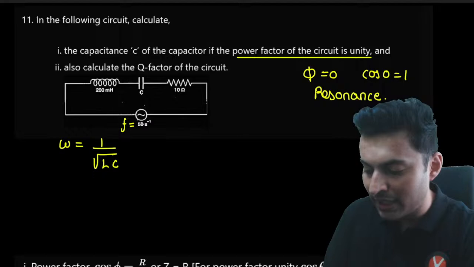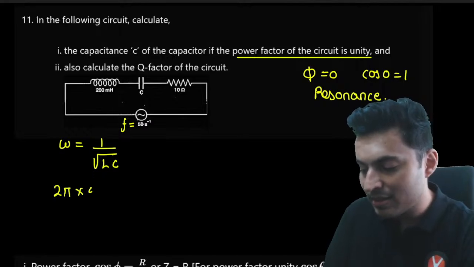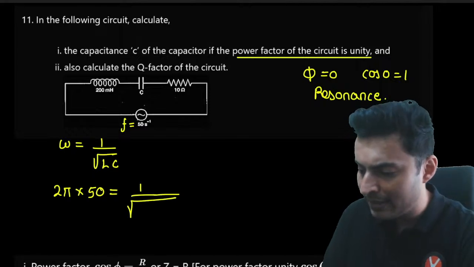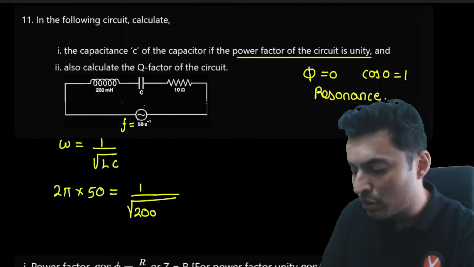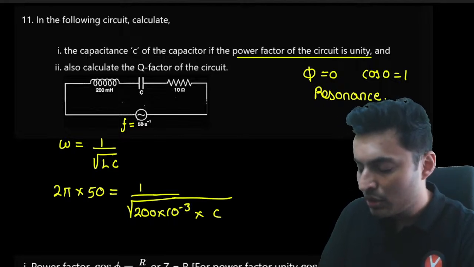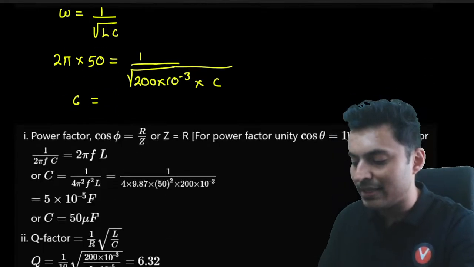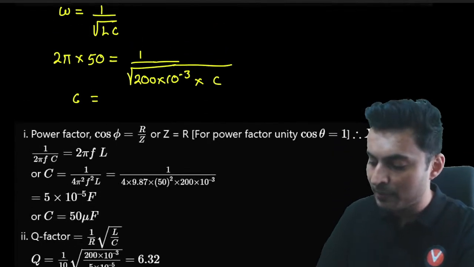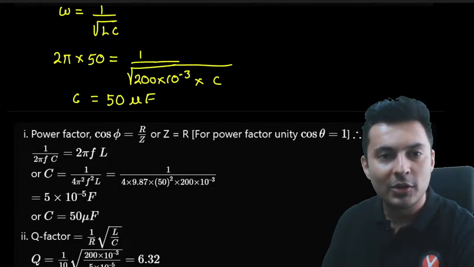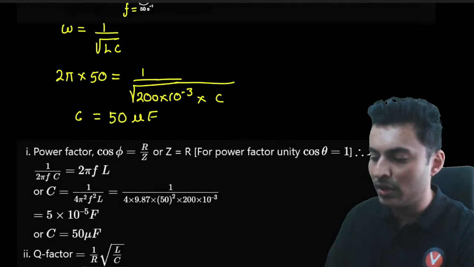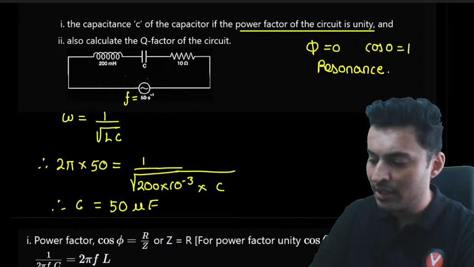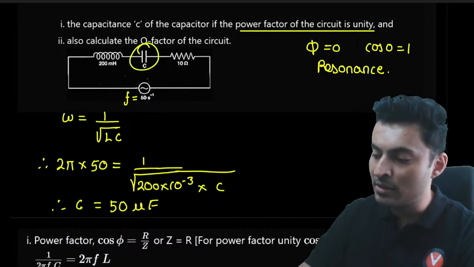So omega is nothing but 2 pi f. Frequency is 50 hertz and 1 by root of L. L is given, yes, 200 millihenry. So 200 into 10 to the power minus 3 and into capacitance. Solving this, you will get the value of the capacitance, which comes out as 50 microfarad. Okay, understood, guys? How to solve this? Omega is 1 by root LC. Frequency was 50 hertz given. Inductance is given. Capacitance is not given.